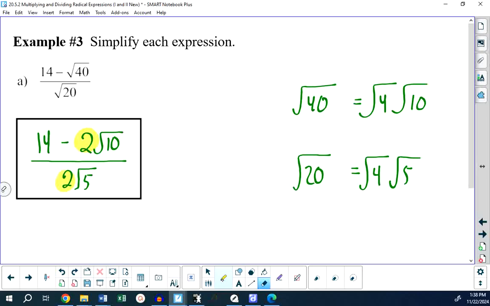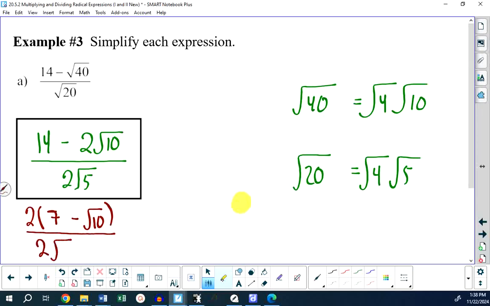Yeah. Subtract the 2 and then divide it? Can you repeat that? Maybe explain what you mean by that? Like take 2 out of 14 and then divide it by? Right. So we can factor a 2 out of the numerator and have 7 minus root 10 all over 2 root 5.